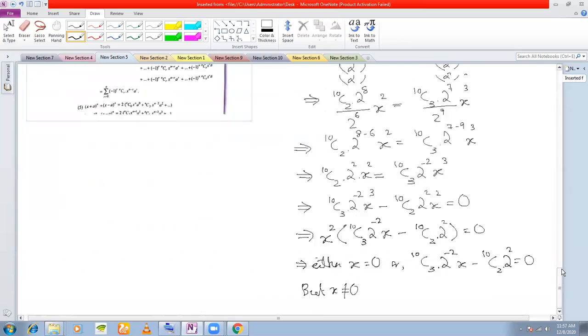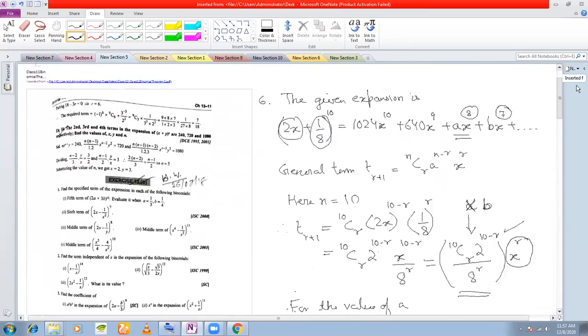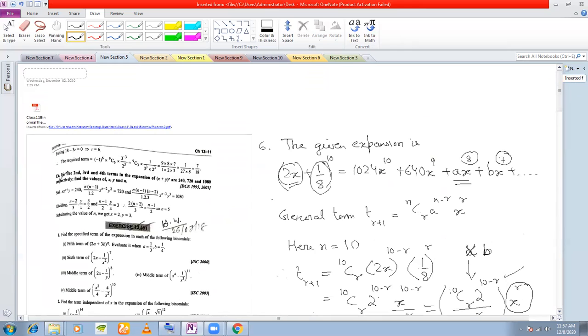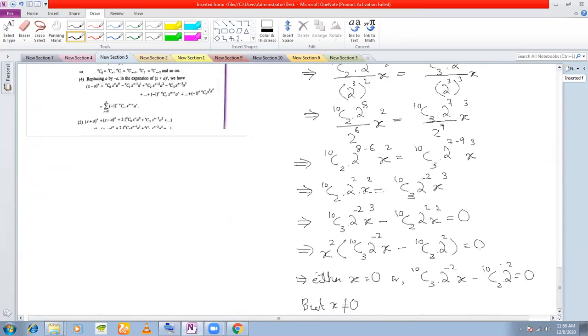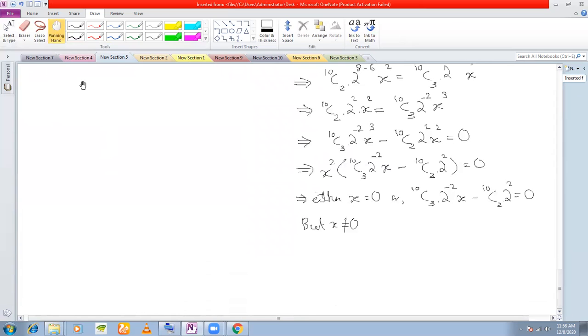Why is x not equal to 0? Because in this expansion, if x becomes 0, we are essentially expanding only a constant, 1 by 8. So x cannot be equal to 0. And that is why I was not cancelling. Because if I had cancelled earlier, then I would have lost this solution, x is equal to 0. That is why I did not cancel. But x is not equal to 0. Therefore, this part is equal to 0: 10C3 into 2 to the power of minus 2 x minus 10C2 into 2 square is equal to 0.